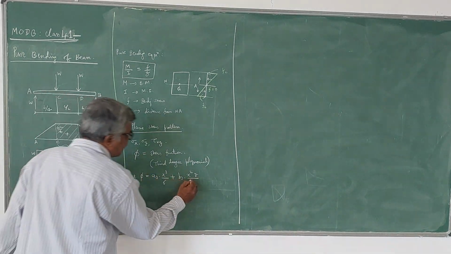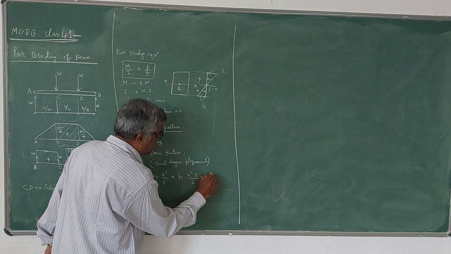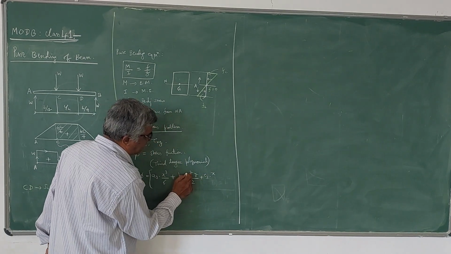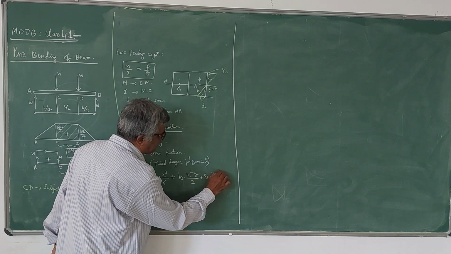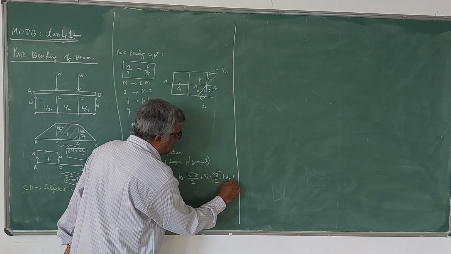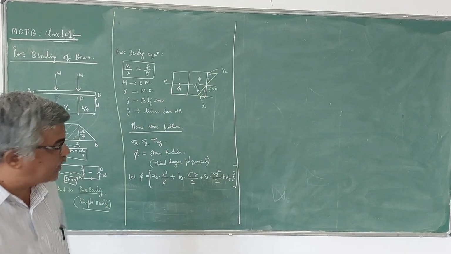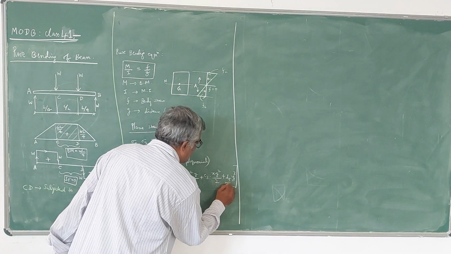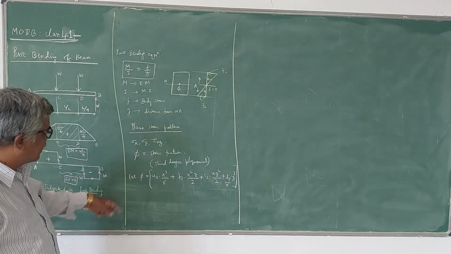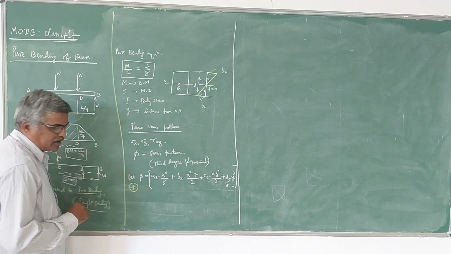B3 x square y divided by 2, plus the third is C3 constant. I have reduced the power of x by 1 and increased the power of y by 1: c3 x y square by 2, plus d3 into y3 divided by 6. So this is the third degree polynomial which we have to assume for getting the pure bending equation.